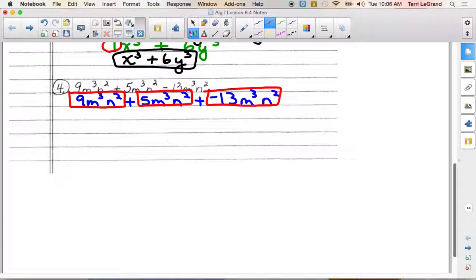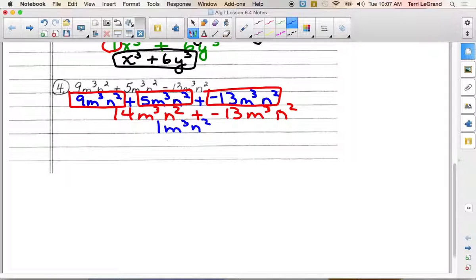So since they're the same, in reality, I only need to do what? Combine like terms. They're all like terms, aren't they? So we have 9 plus 5. 14. Let's just do it gradually here. So we have 14 of them when we combine the 9 and the 5. And then we have plus that negative 13, so they're still like terms, right? 14 plus negative 13, 1. So there's 1 left of those crazy m cubed n squared.